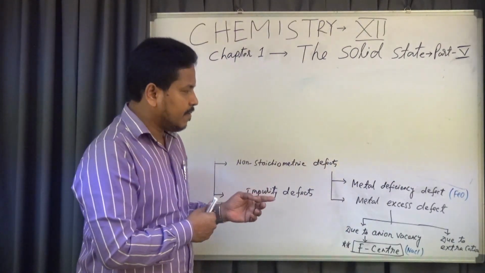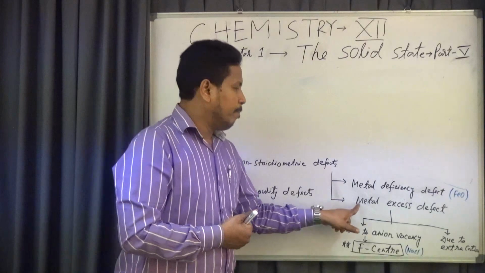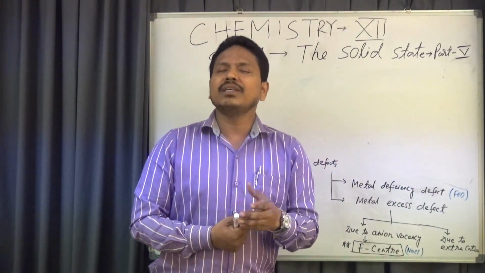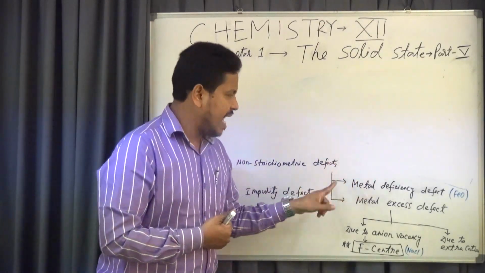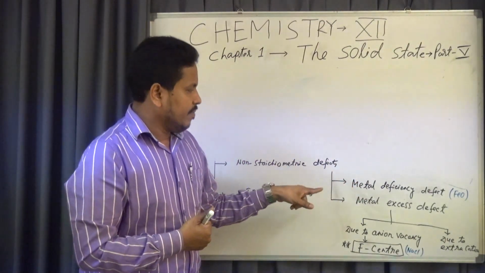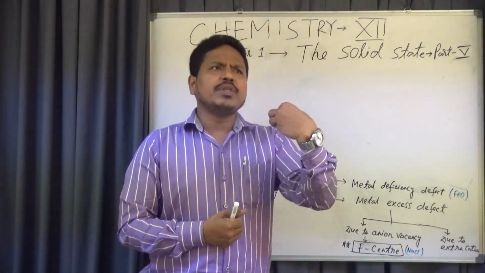Non-stoichiometry may arise due to metal deficiency or due to metal excess. Metal means generally metal from cation. In the ionic lattice, metal means cation. Deficiency defect: let the cation leave the lattice structure.